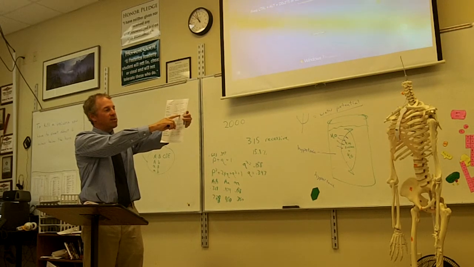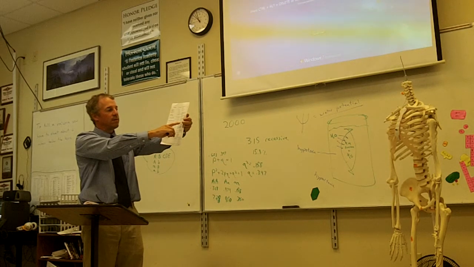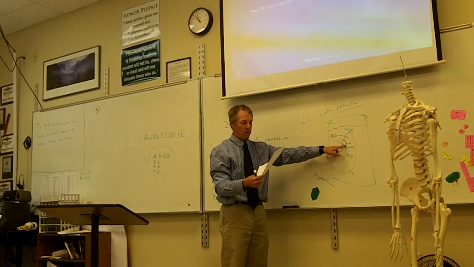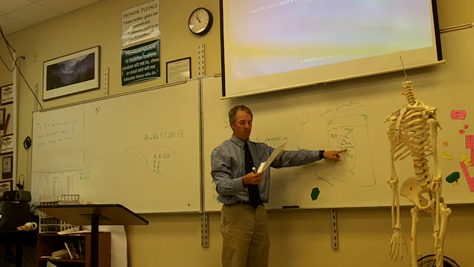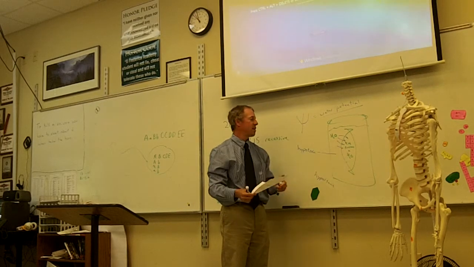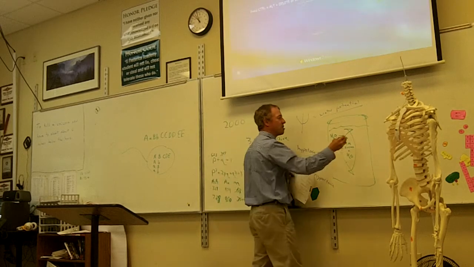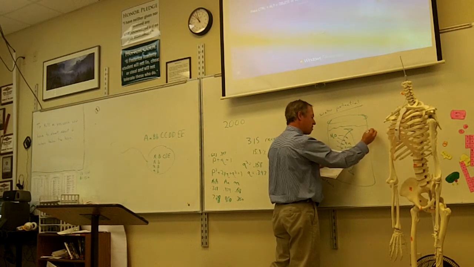Solute potential equals negative iCRT. i is a constant. C is the molar concentration, which in this case is 0.4. R is a pressure constant, which it lists there. And T is the temperature. What if I said that this was happening at 273 Celsius?